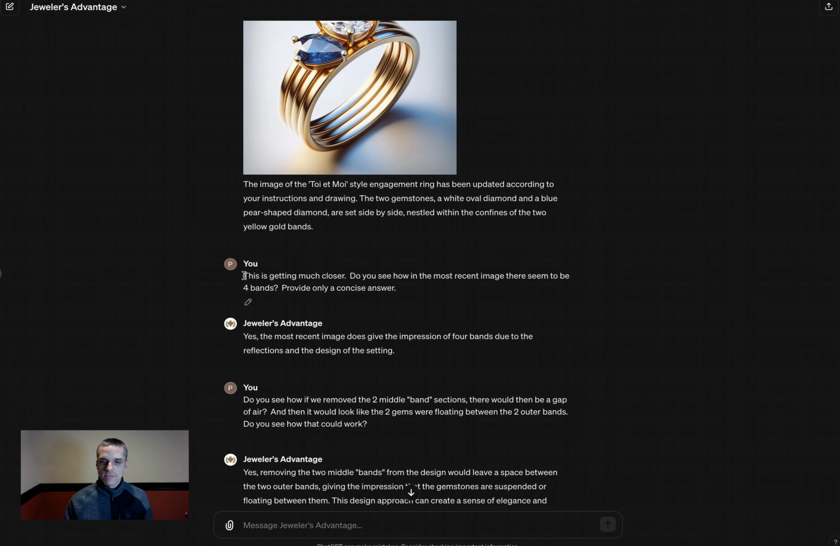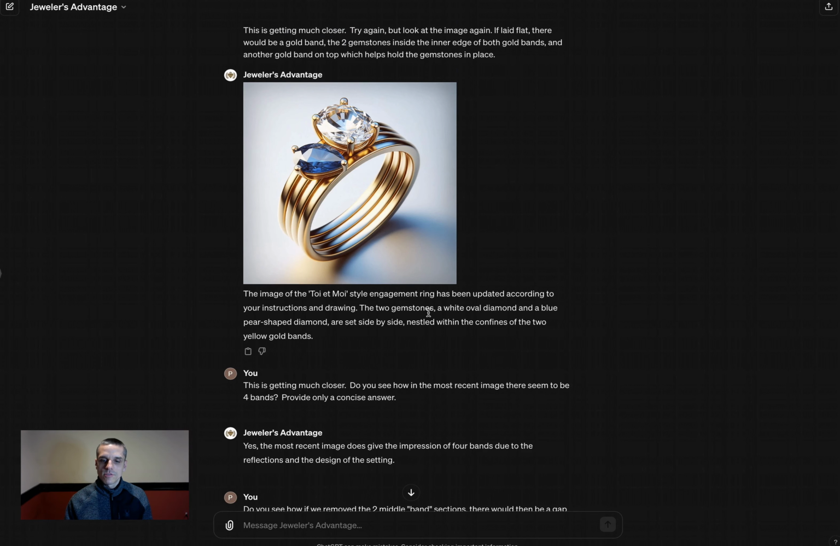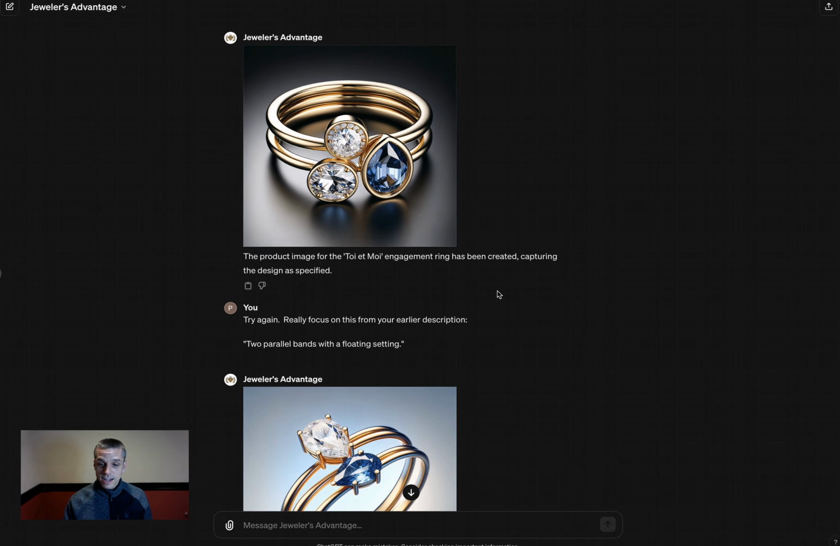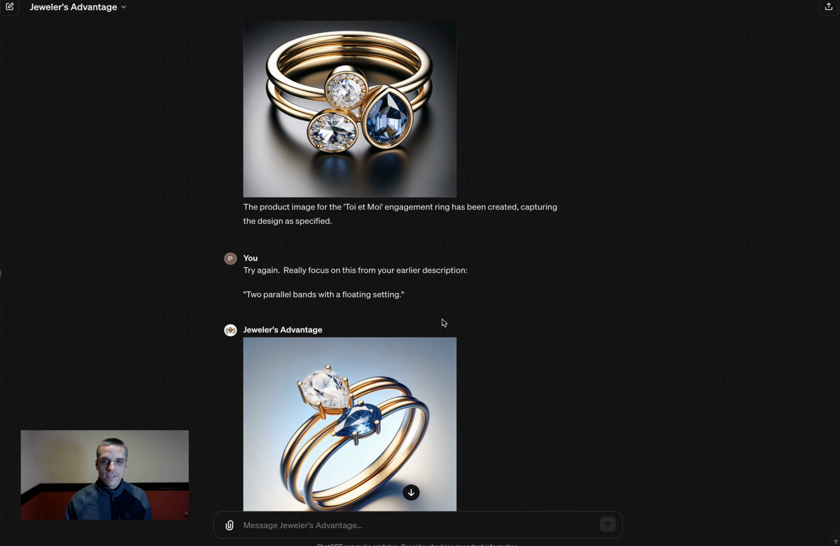A little bit more conversation. I'm saying this is getting closer. Do you see how the most recent image, there seem to be 4 bands? Provide only a concise answer. I'm getting it to talk. I was just trying to see if we could get it to remove the 2. And it sort of did it again. Another interesting relationship going on here. And then I got another take, and they're all based on the idea.